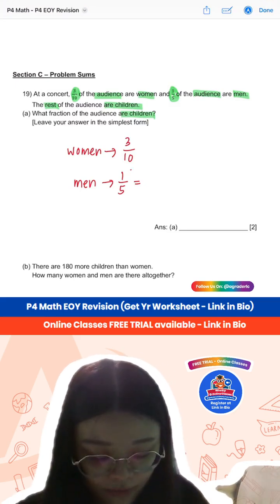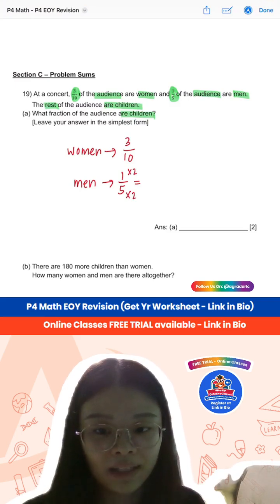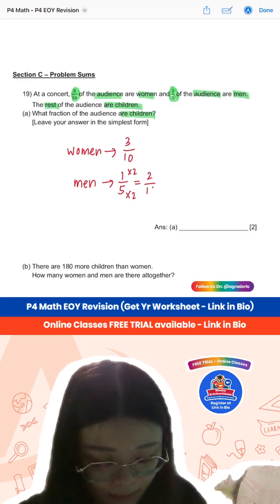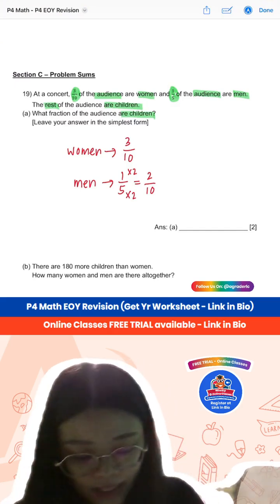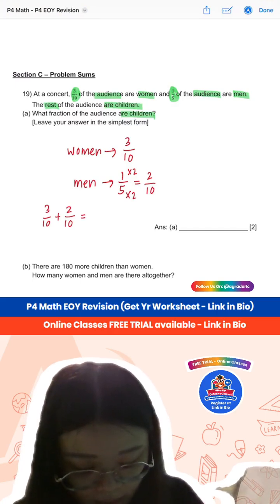Okay, this 1/5, I change it to out of 10 also, since the women is out of 10. Yes, 2/10. Okay, and then we can add them together. 3/10 plus 2/10 gives us 5/10. So now I can find the children.